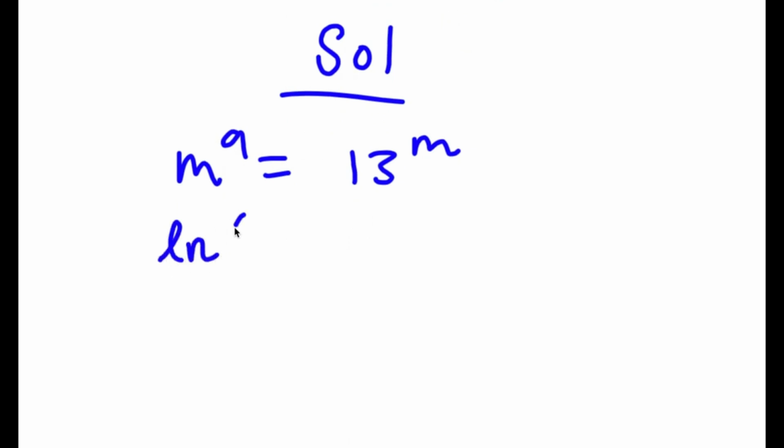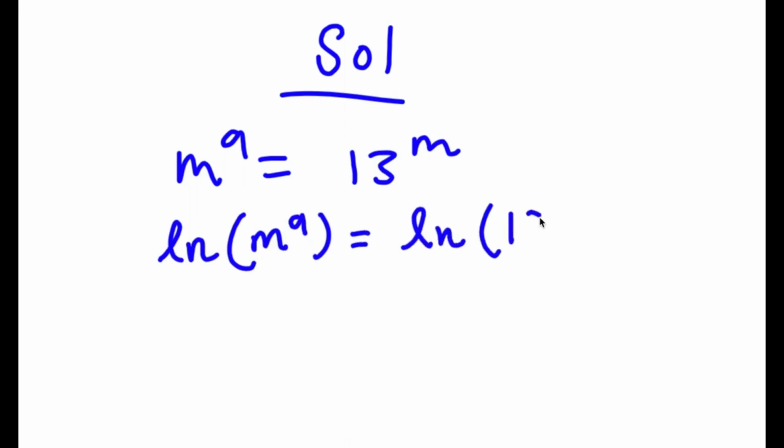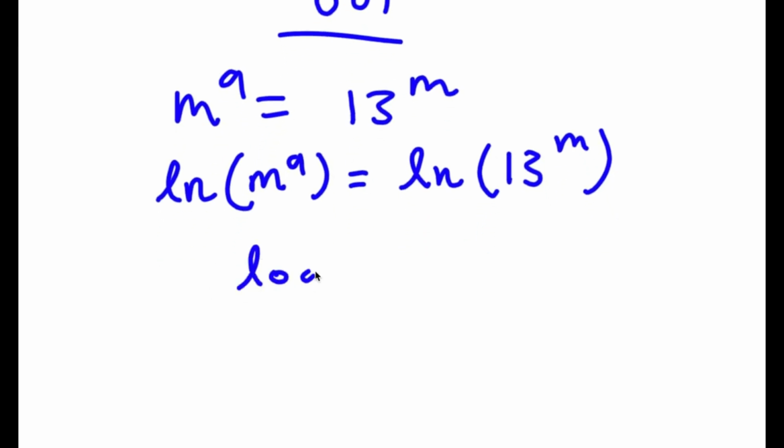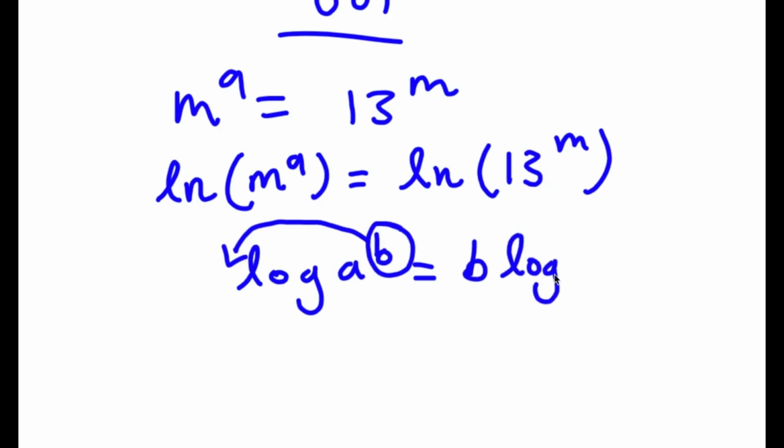So now I have ln of m to the power of 9, and this is equal to ln of 13 to the power of m. Now an important property of logarithms is that, let's say I have log a to the power of b. I can actually move this exponent b to the front of the logarithm. So this would equal b times log a. And this property is known as the power property.